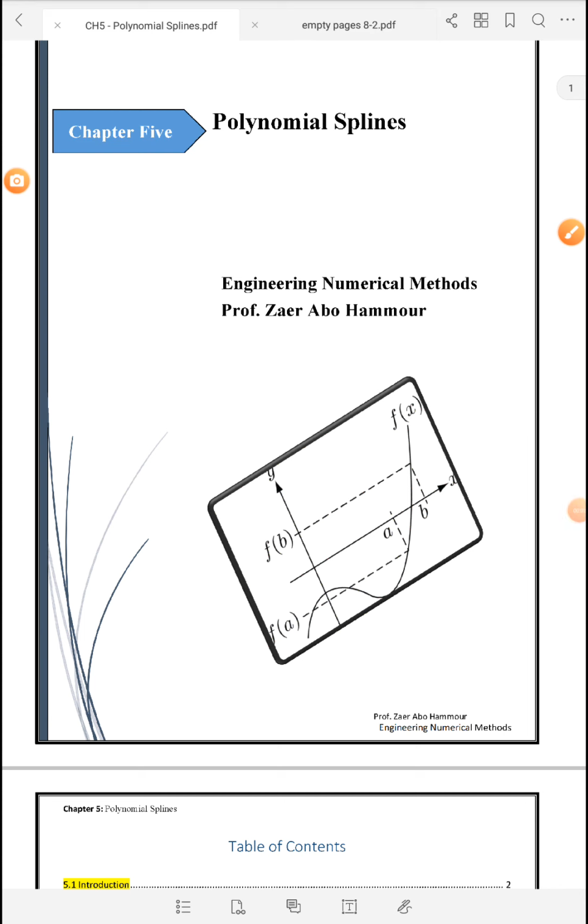Bismillah ar-Rahman ar-Rahim. Our today's lecture is related to the polynomial splines, chapter 5.